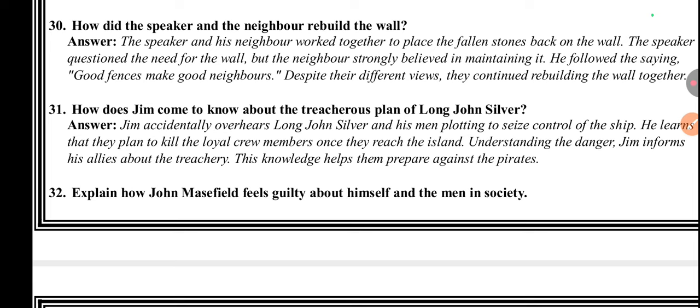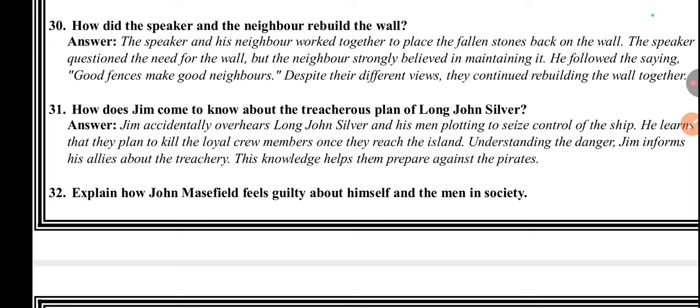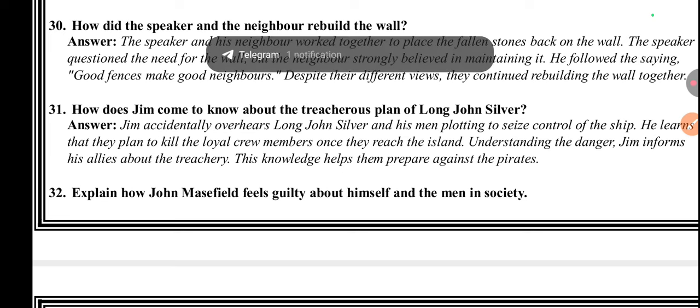How did the speaker and the neighbor rebuild the wall? The speaker and his neighbor worked together to place the fallen stones back on the wall. The speaker questioned the need for the wall, but the neighbor strongly believed in maintaining it. He followed the saying, "Good fences make good neighbors." Despite their different views, they continued rebuilding the wall together.